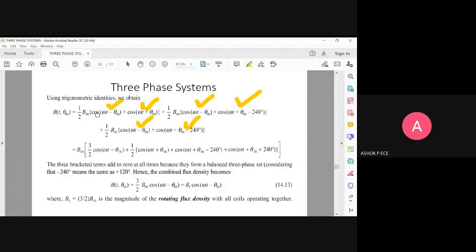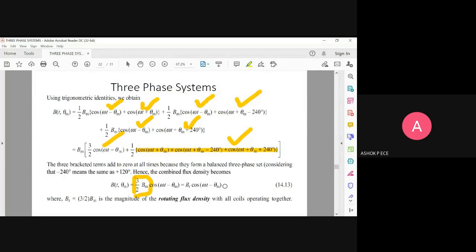So use the cos A plus B plus cos A minus B formula, and if you simplify, you will get this one. When you apply the trigonometric identities, the inner terms become 0. So these three terms are going to become 0, and only the first term remains. So B of t comma theta m will be Bm into 3 by 2 cos omega t minus theta m. I am going to write this 3 by 2 Bm as Br cos omega t minus theta m.